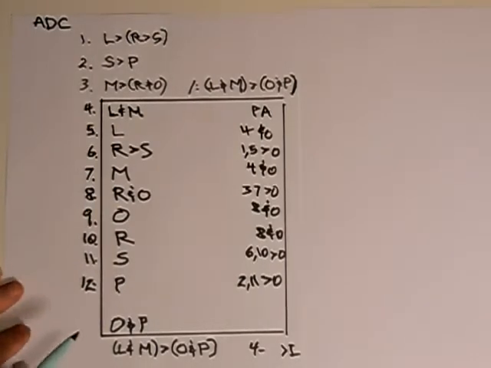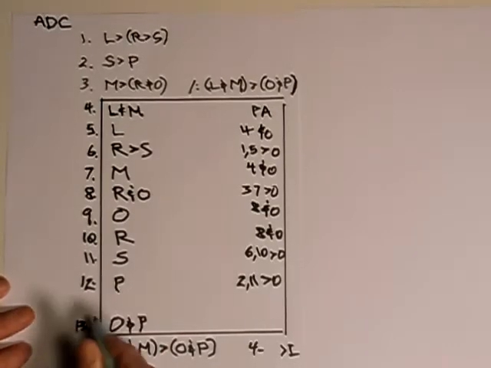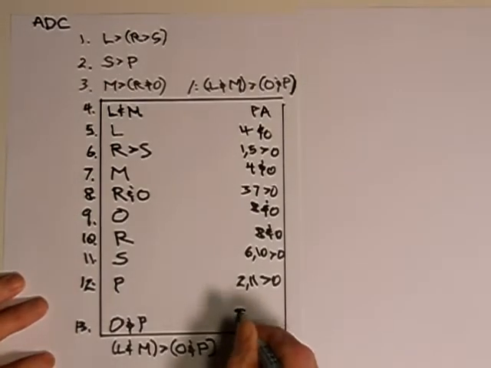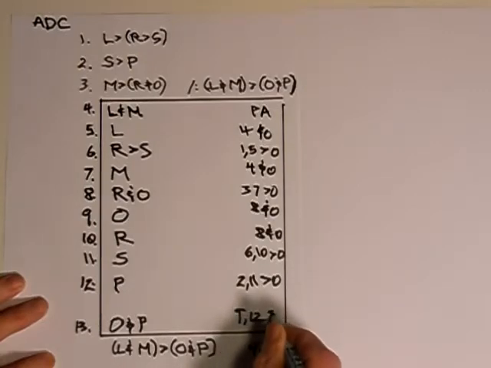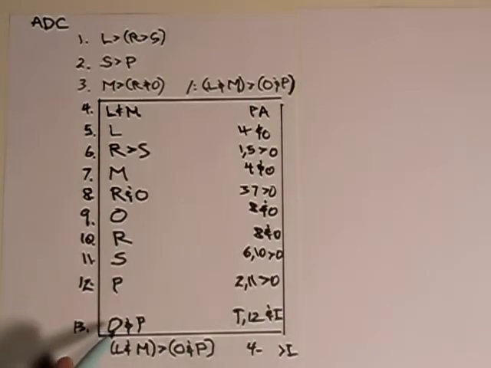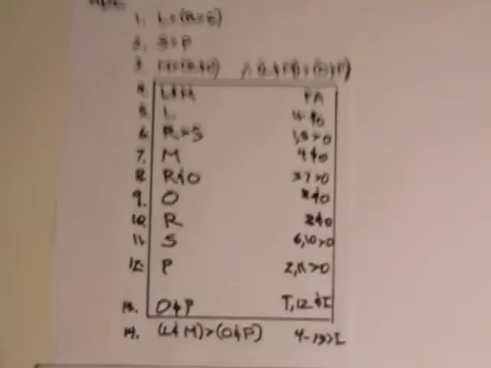We now have the two conjuncts of what turns out to be line 13. We get O and P from lines 9 and 12 by and in, and that gives us the consequent of the conditional as a derivative of the assumption of its antecedent. So we can say at line 14 that L and M arrow O and P by 4 through 13 by arrow in.